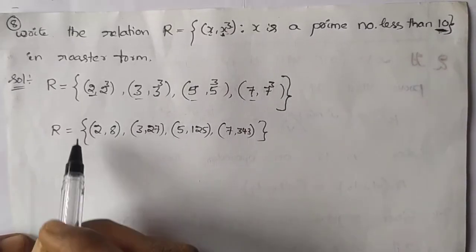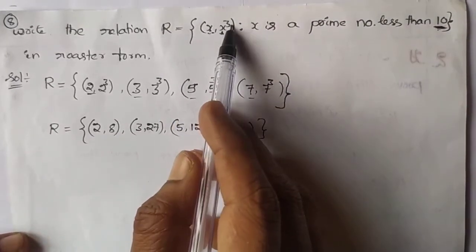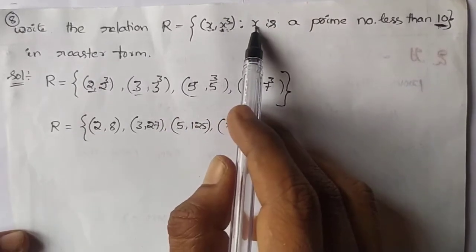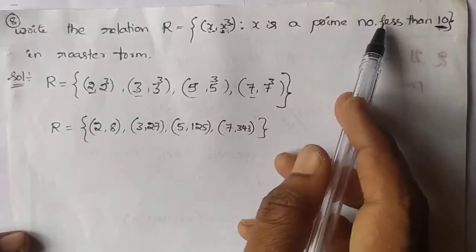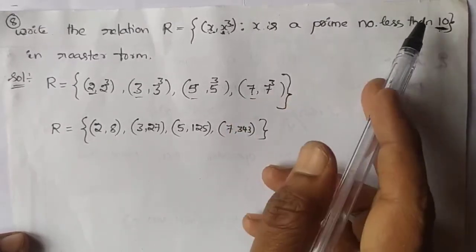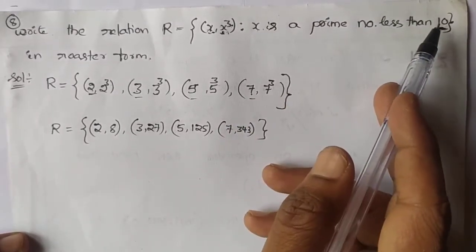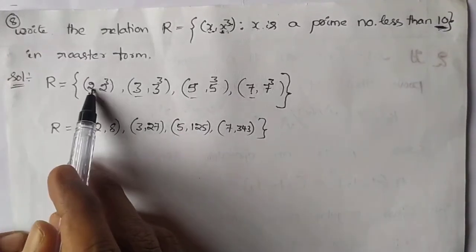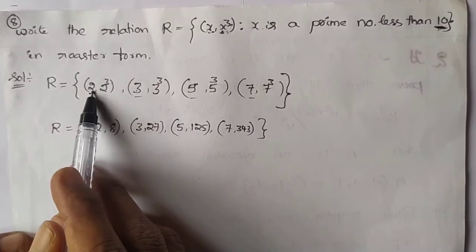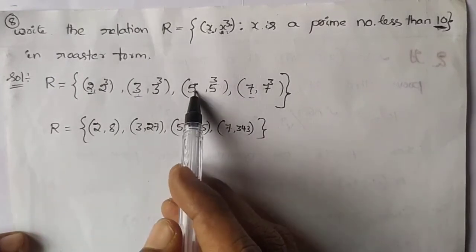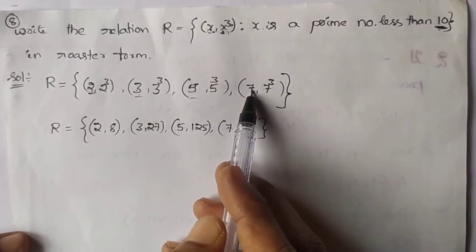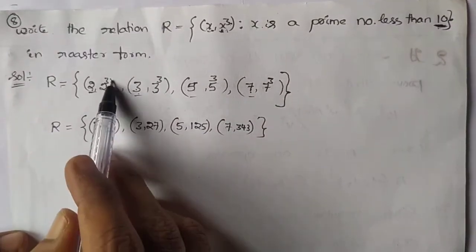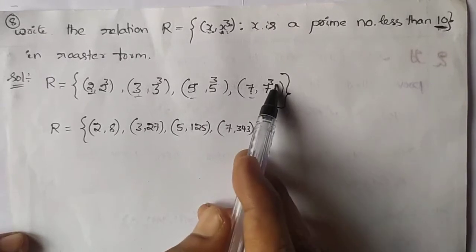Do you understand? Once again, (x, x cube) we have as the ordered pair. Here the condition is given: x is a prime number less than 10. We have to take the prime numbers which are less than 10. Relation R equals to (2, 2 cube). 2 is a prime number, 3 is a prime number, 5 and 7 are the prime numbers which are less than the number 10. 2 cube, 3 cube, 5 cube, 7 cube.